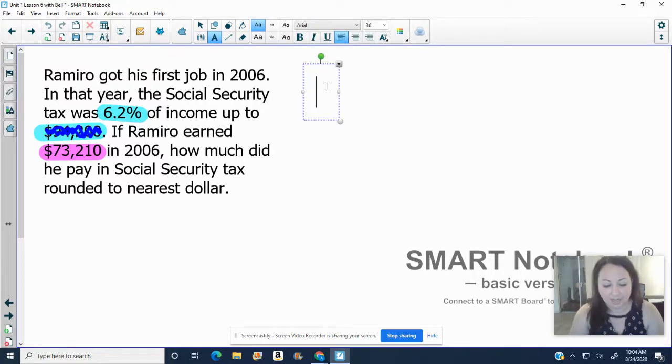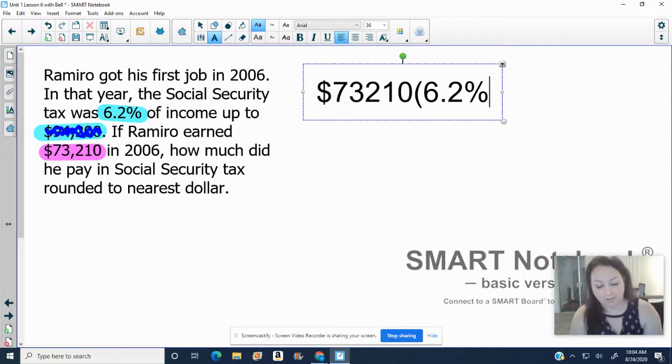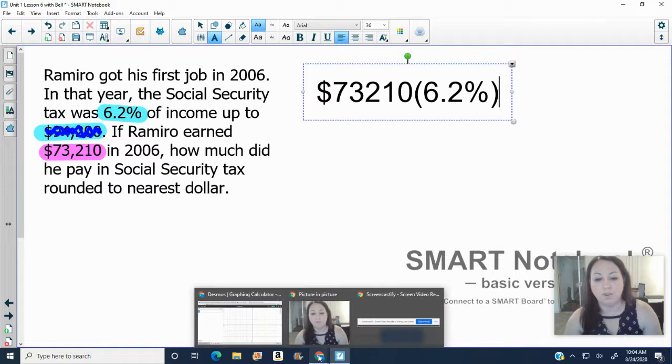So I'm going to take the $73,210 and I am going to multiply it by that 6.2%. Now I'm going to go ahead and go over to Desmos to actually solve that.